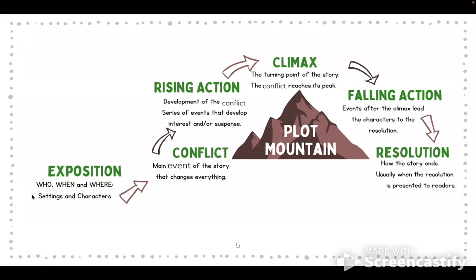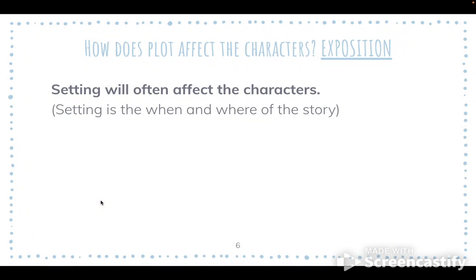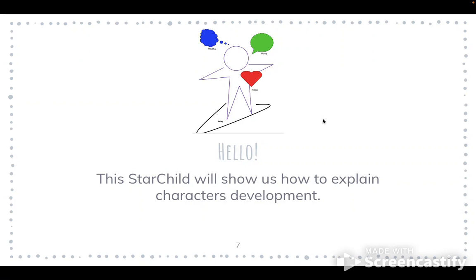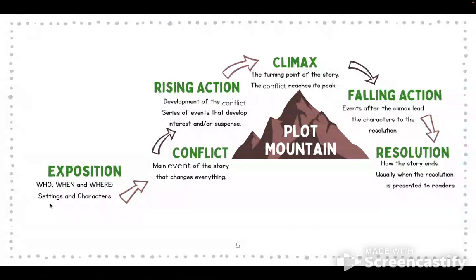Today we're going to talk about how setting affects the characters. Again, the setting is the when and where of the story. So this is a star child, and we are going to explain character development using the star child. Character development is just how the character changes over the story. And of course, they're not going to change at the very beginning because the author has to explain how they are in the first place.